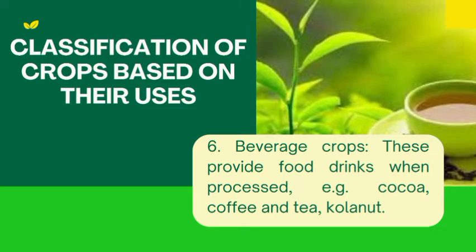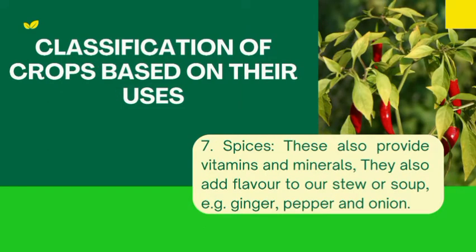Then we have number 7, spices. Spices also provide vitamins and minerals. They also add flavor to our stew or soup. These spices are crops that are used to add good taste to our food. When mommy is cooking in the kitchen, mommy will like to add onion, ginger, and other things like curry, just to give whatever she's cooking a good taste, a good odor, good aroma. All these are crops that are called spices.